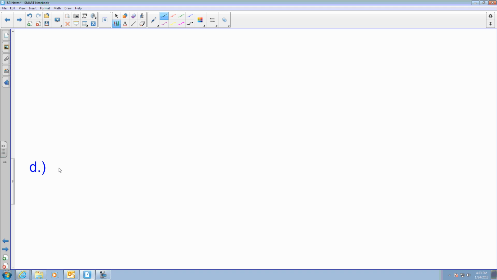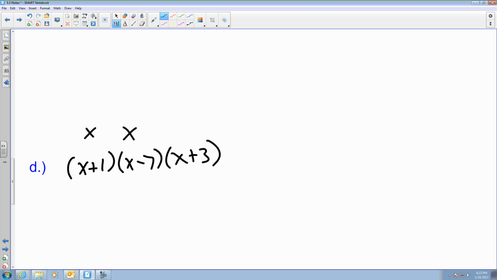Sometimes you may have 3 different parentheses. So let's say if I have something like x plus 1, x minus 7, and x plus 3. It's still foiling it. You're just doing it one step at a time. So what I'm going to do is FOIL out these two parentheses, and then I'll FOIL out the third one once I find the solution to that one.